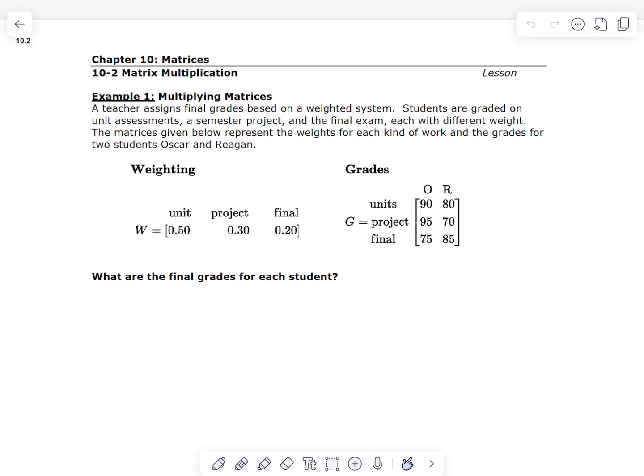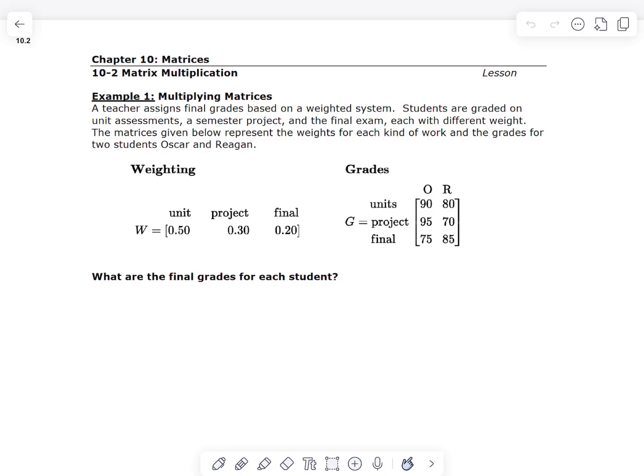All right, this topic is on matrix multiplication. So we're going to start off with an example. A teacher assigns final grades based on a weighted system. Students are graded on unit assessments, a semester project, and the final exam, each with different weights. The matrix below is the representation of the weights for each kind of work, and the grades for each of the two students, Oscar and Reagan.